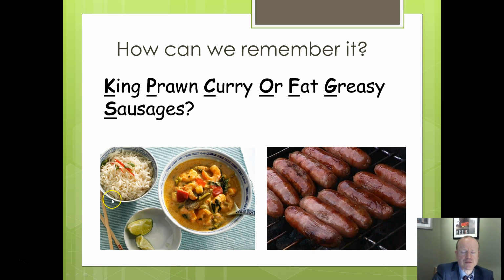And how do we remember the order for what to put things in? Well, here's one of the ways you can remember it: King prawn curry or fat greasy sausages. Kingdom, phylum, class, order, family, genus, species. The one I learned at school was KP crisps, only from good spuds. Whatever floats your boat, whichever way you can remember it, have a mnemonic to help you remember those things in that particular order.